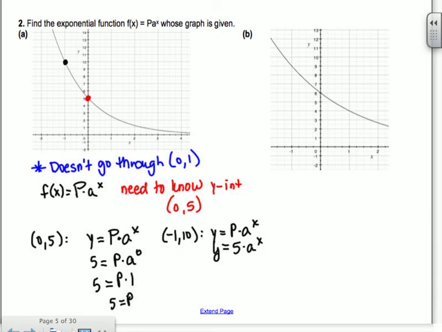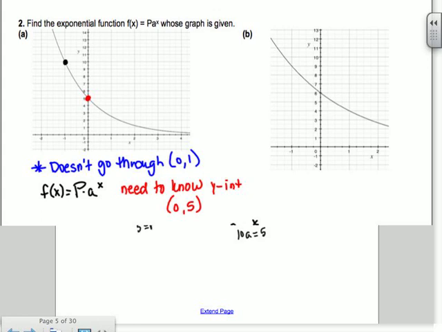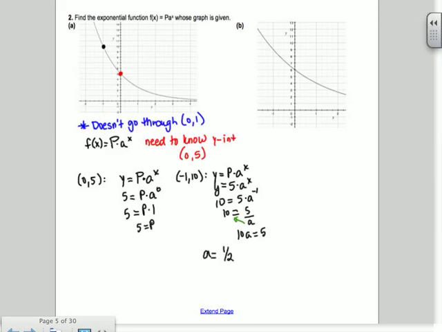So I'm going to get 10 equals 5 times a to the -1. A to the -1 means 1 over a. So I have 5 times 1 over a, which is 5 over a. I'm going to multiply my a over. So if I multiply this a over to the other side, I get 10a equals 5. Or you can think of it as cross multiplication. So I get a equals 1/2, 5 over 10.